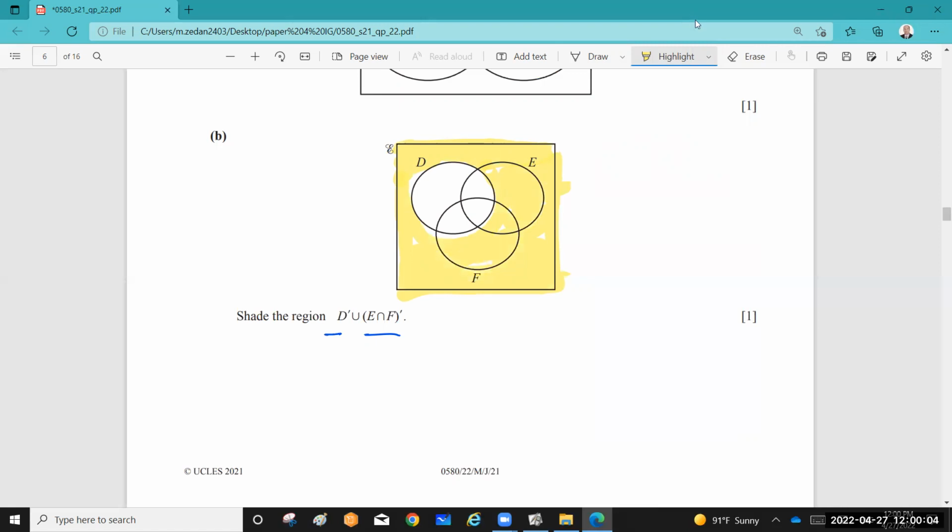Union means add, okay? I want to add this region, E intersection F. But prime, look at this one. E intersection F is this part, and the prime is everything outside this part. Of course, the common part I already shaded. So this is the completion. I shade all the Venn diagram except this central part that represents D intersection F intersection E. And this is the answer simply.